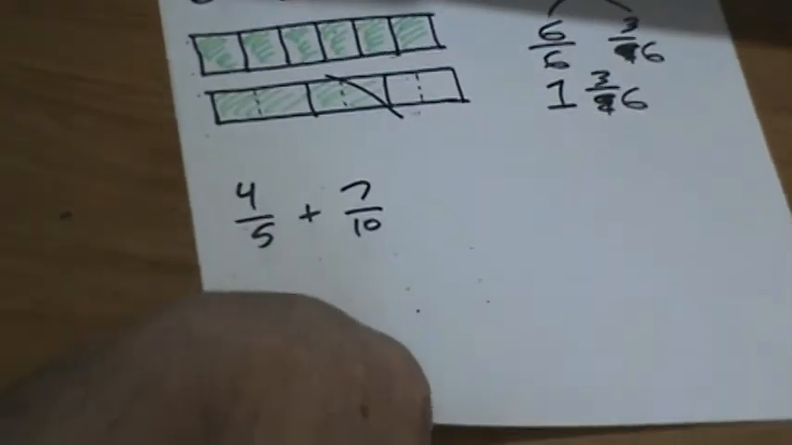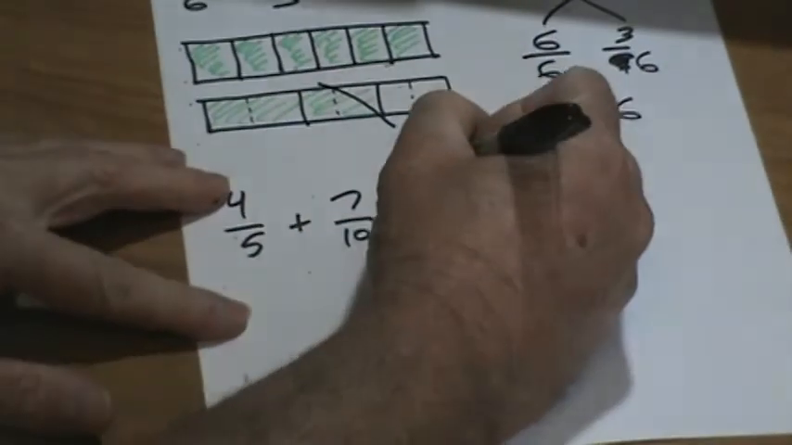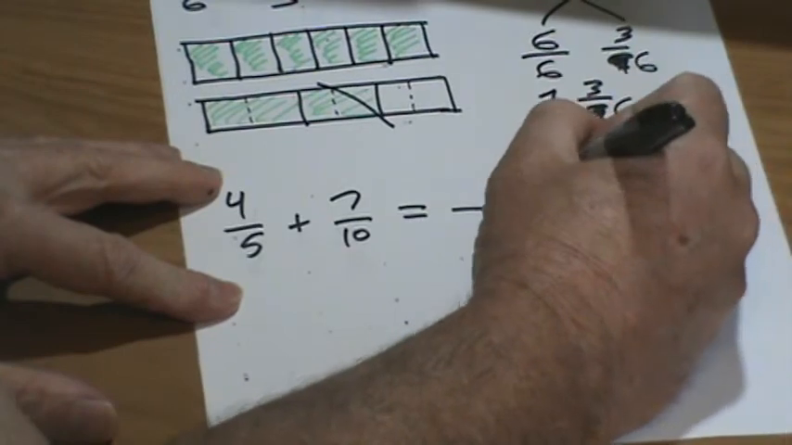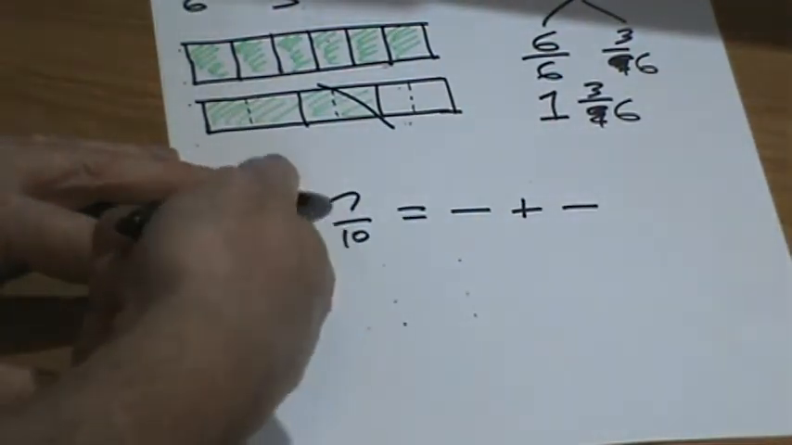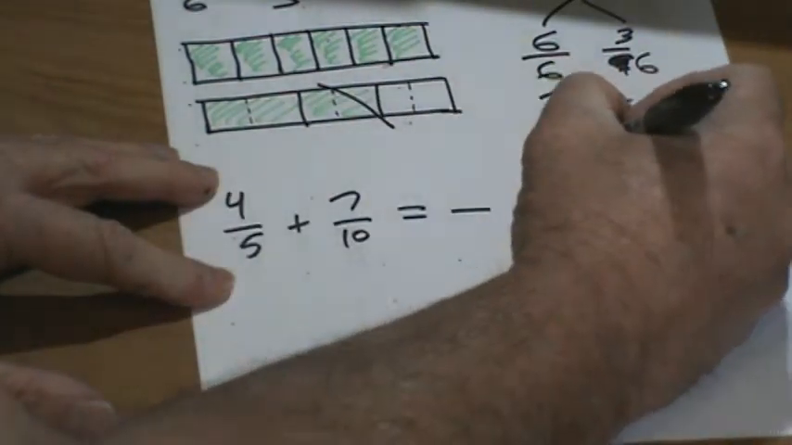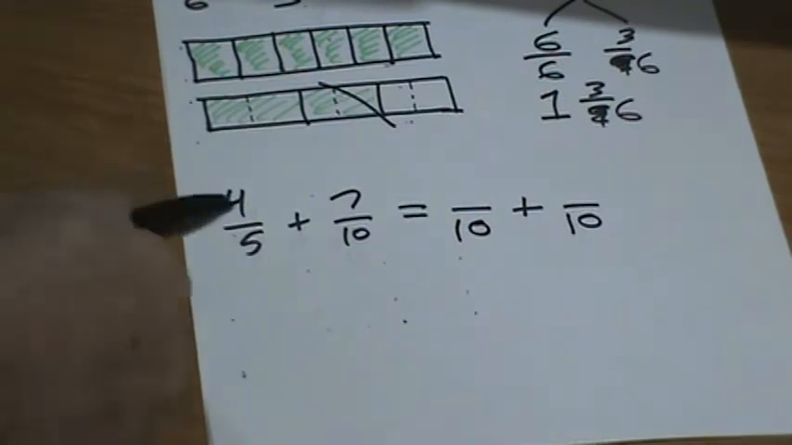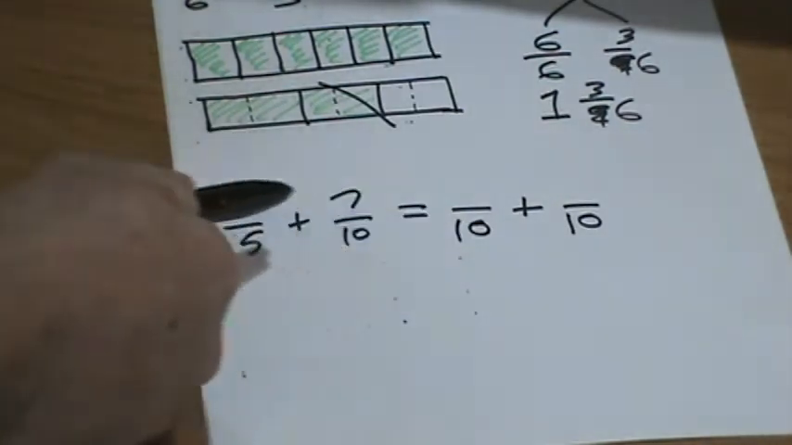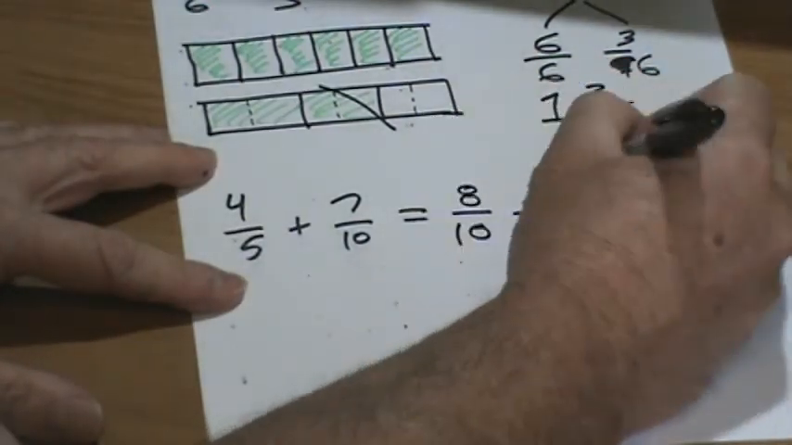Let's keep going with 4 5ths plus 7 tenths. And what I'm going to do a little differently here, we're going to set up our problem. I know I have to make this to be tenths, right? So let's do a tenth here and a tenth there. So they have to be the same. 5 times 2 is 10. 4 times 2 is 8. So this is going to become 8 tenths plus 7 tenths.